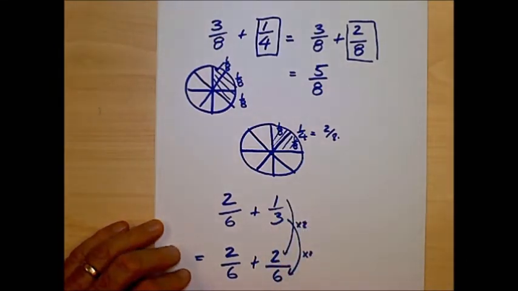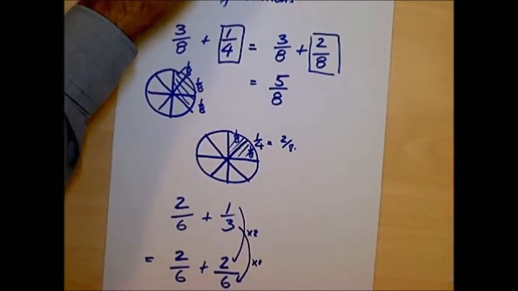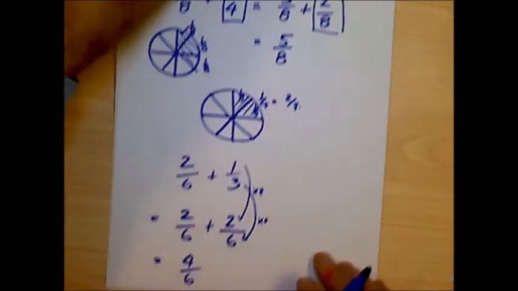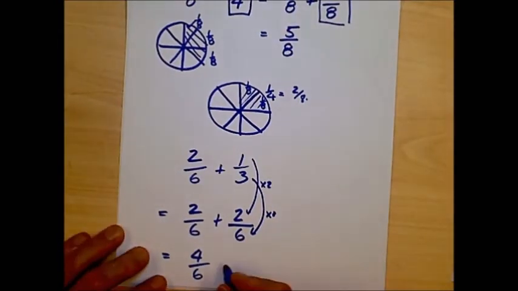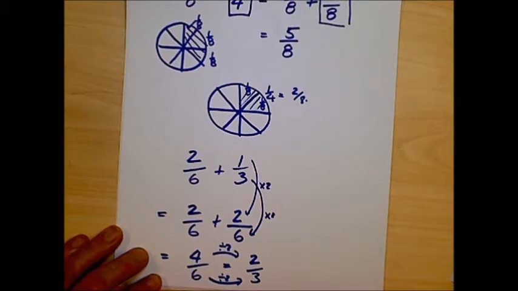So the answer to that would be 4/6. But again, we need to use our equivalent fractions to recognise that 4/6 is going to be equal to 2/3. Why? Because we can divide the denominator by 2 and we can divide the numerator by 2. So 4 out of 6 equal parts would be the same as 2/3.